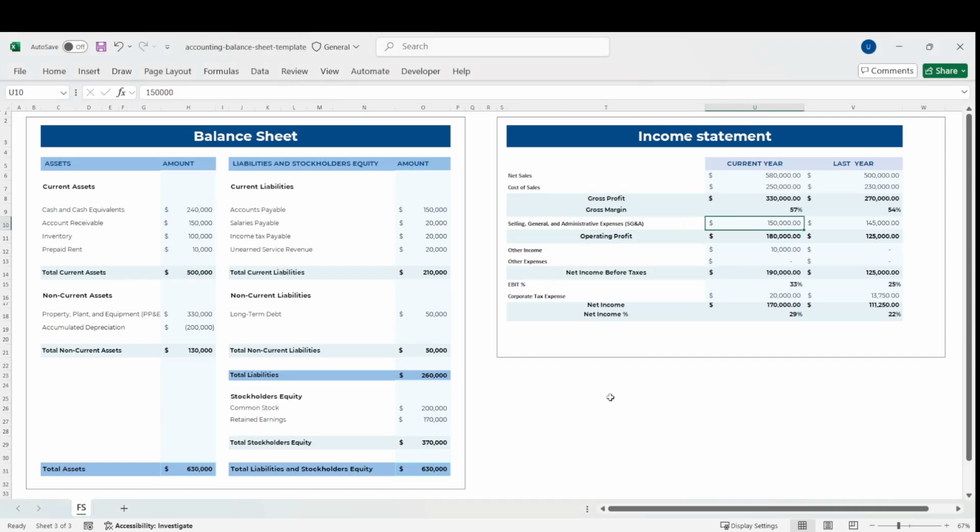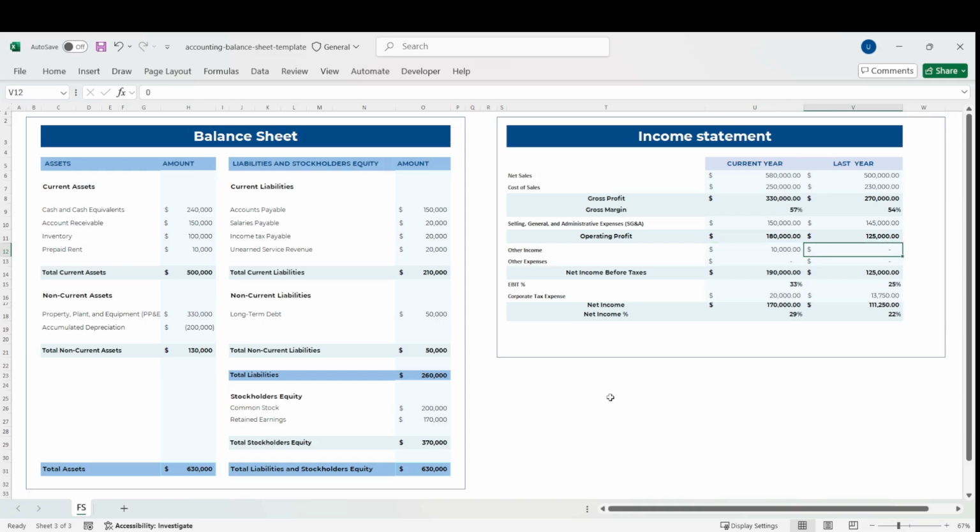We have a value of 150,000. Last year it was 145. There is an increase of 5,000. The reason is there is an increase of revenue, but if you compare the increase, it's very low compared to the revenue increase. For the operating profit, we move from 125,000 to 180,000, and this is due to the high level of increase of gross profit, of course.